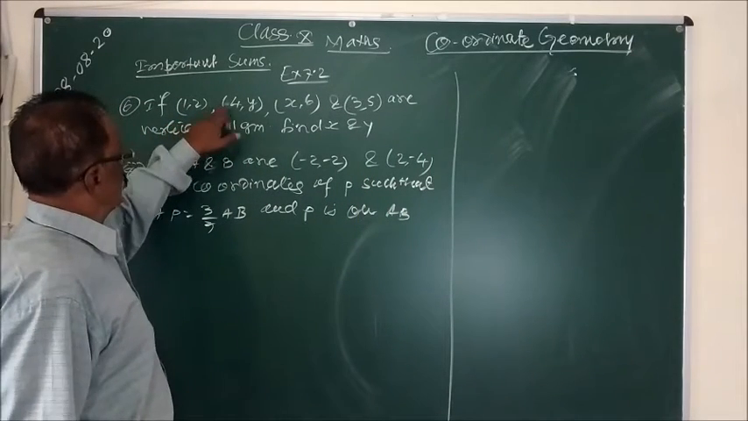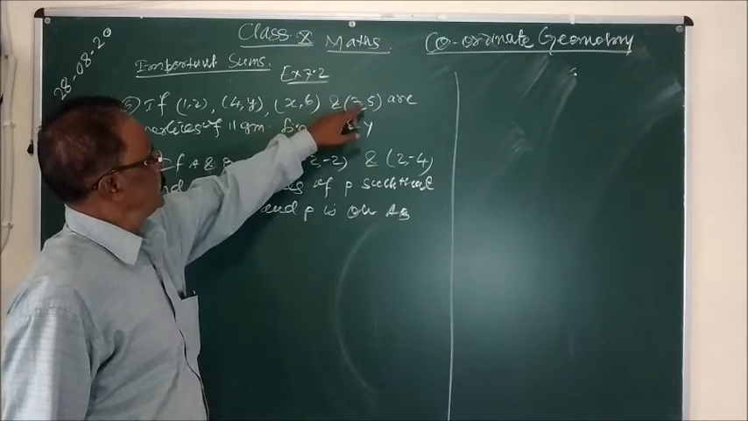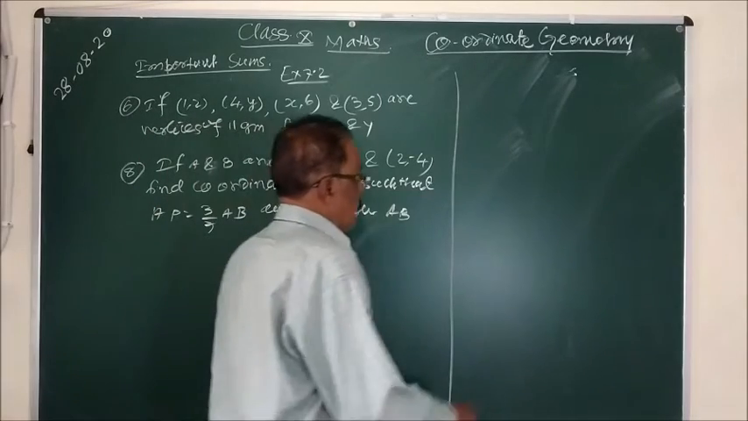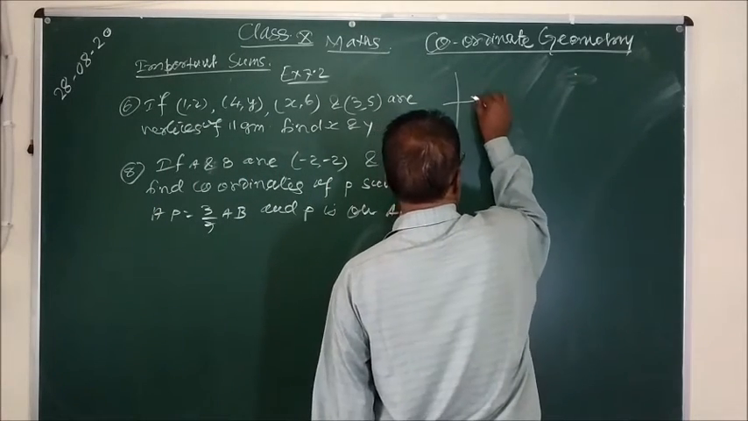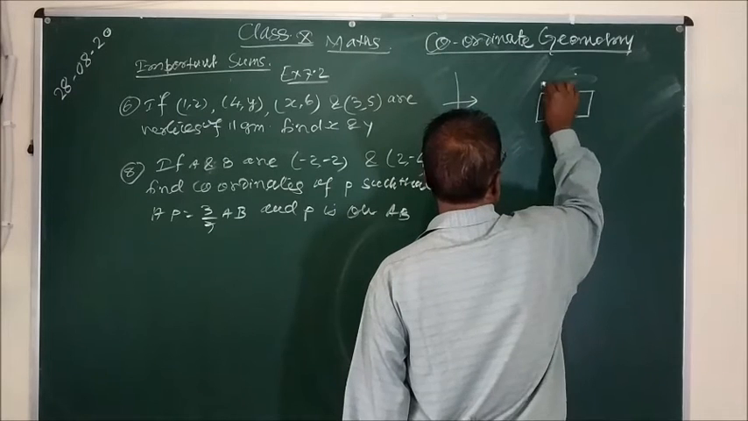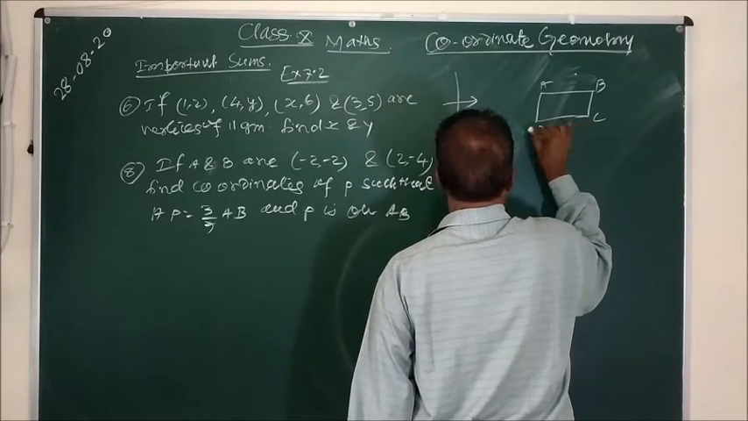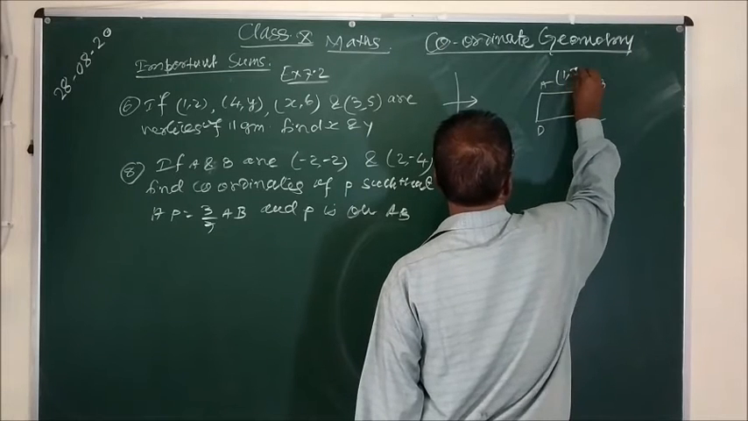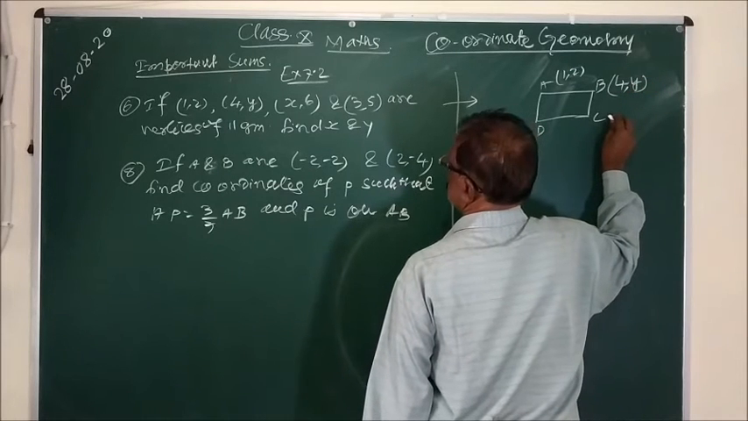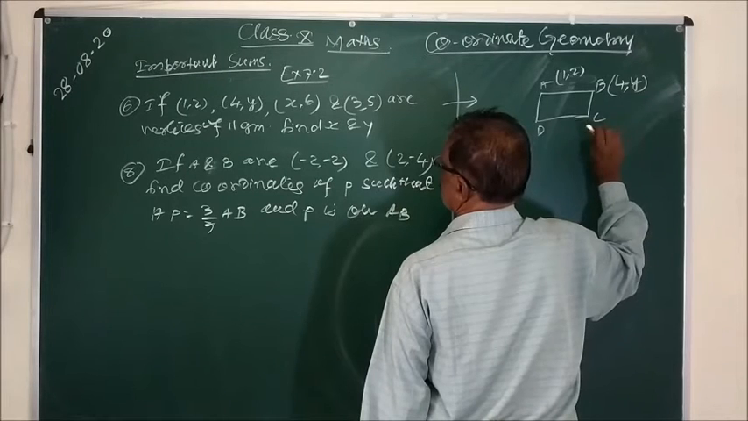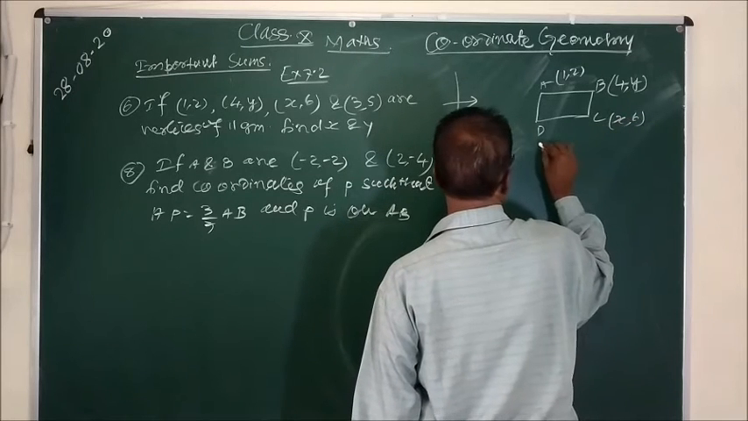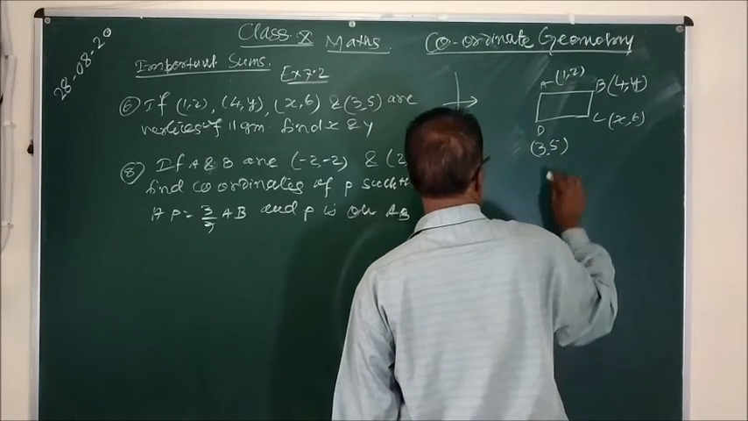If (1, 2), (4, y), (x, 6) and (3, 5) are vertices of a parallelogram, find the values of x and y. So now, my dear, you see the solution. You can draw roughly the parallelogram and write the coordinates given in the question, and then we will implement the technique which I am going to explain, and then you will find the values of x and y.